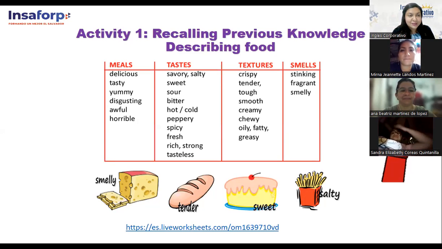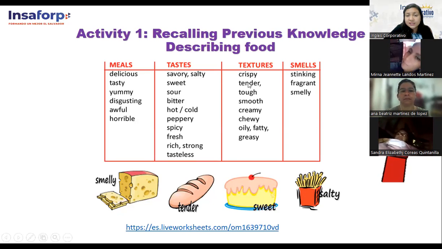Bitter, like papayas, beers, or isote flower. Or you can say it was hot, cold, or peppery, which means with a lot of pepper. Spicy, very hot. You put a lot of Jalisco on the food, it was spicy. Or fresh, like lettuce, like a salad. It was rich, delicious, or a strong flavor, strong taste. For example, you can say that an espresso coffee is strong. Or tasteless, no flavor, no taste, right? Tasteless, sin sabor.